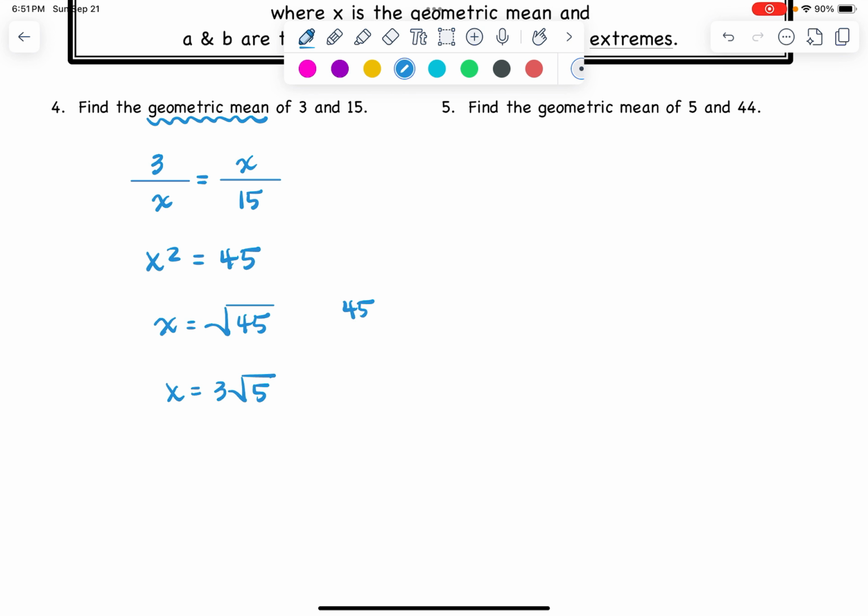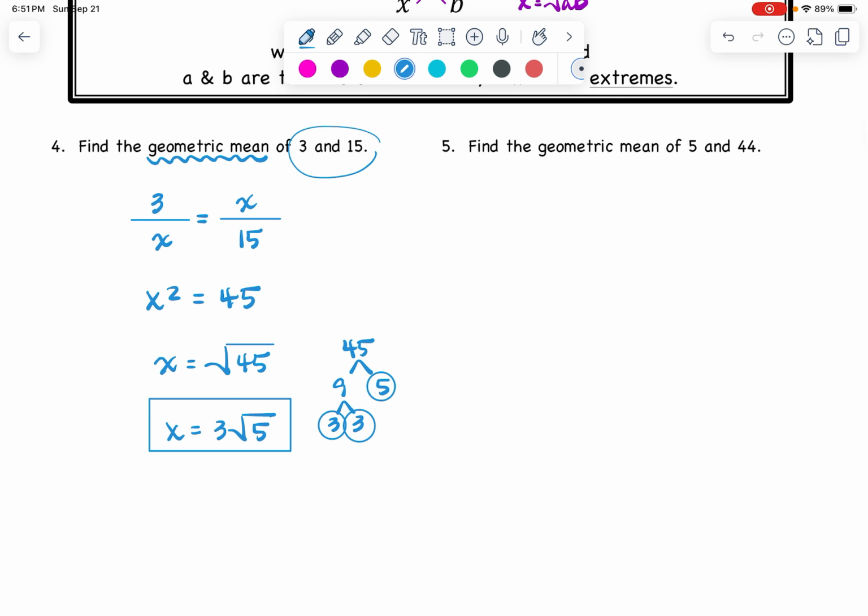If you need to, you could do your little factor tree off to the side. So we know that's 9 times 5. 5 is prime, but 9 is where we get that pair of 3's. Okay. Now, technically, x squared has 2 solutions, a positive and a negative root. But remember, we can't use the negative root here because we're looking for a number somewhere between positive 3 and positive 15. So we only want the positive root.